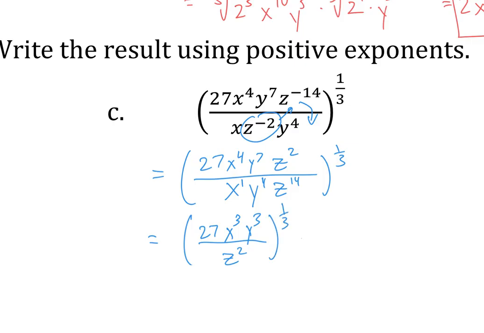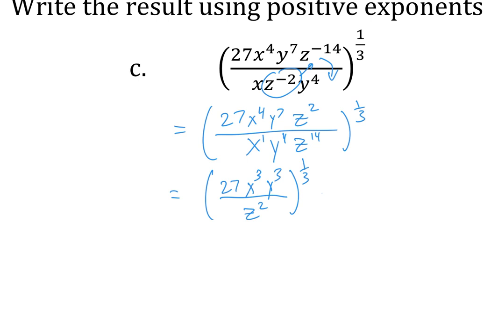So now we can deal with the 1/3 power. Is that right? Oh, wait, sorry. This is z to the 12th. 14 minus 2 is 12. Okay. Now the 1/3 power means the cube root. So we're going to cube root 27. So when we cube root 27, that is 3. 3 to the 3rd power is 27.